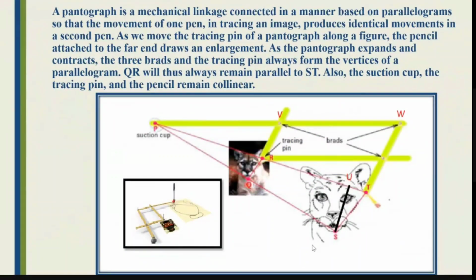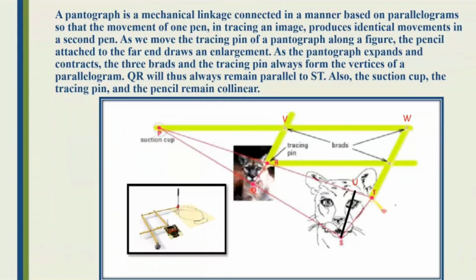A pantograph is a mechanical linkage connected in a manner based on parallelograms so that the movement of one pin in tracing an image produces identical movement in the second pin. As we know, the tracing pin of the pantograph along with the figure, the pencil attached to the far end draws an enlargement. As the pantograph expands and contracts, the three brads and the tracing pin always form the vertices of a parallelogram. QR will thus always remain parallel to ST. Also, the suction cup, the tracing pin, and the pencil remain collinear.